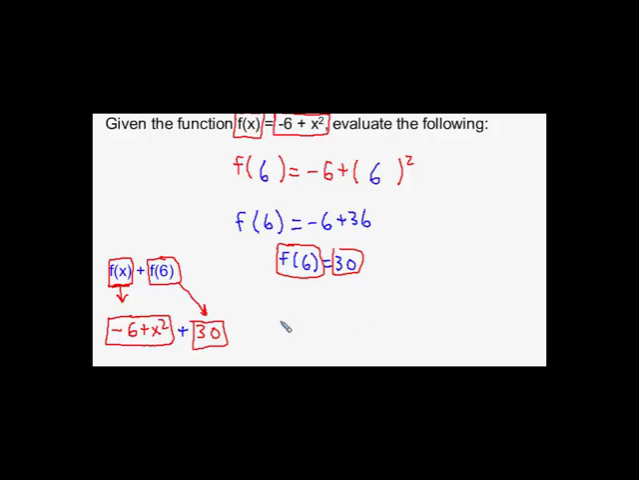It's important to realize that you could summarize the question and my answer by copying down the original question, which was to find the quantity f of x plus f of 6. And my answer came out to be negative 6 plus x squared plus 30. Negative 6 and 30 simplify down to just being 24. So you could write your answer as x squared plus 24.